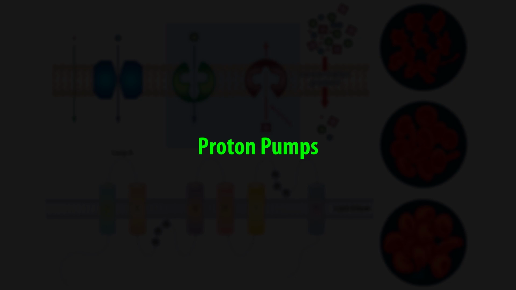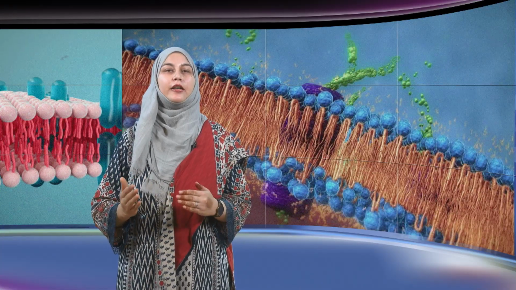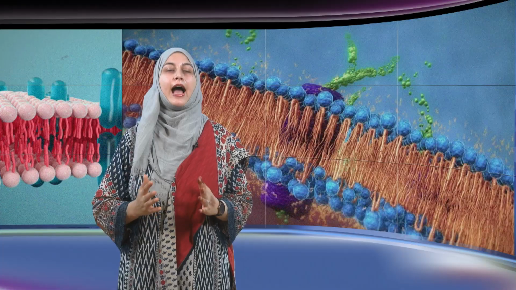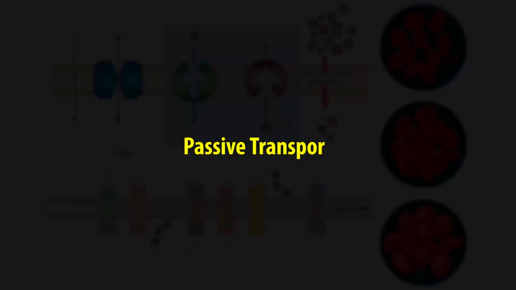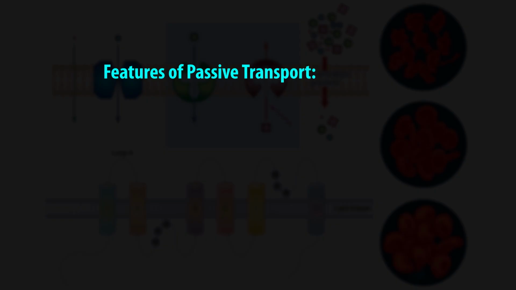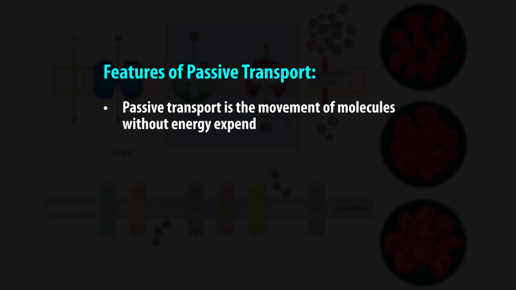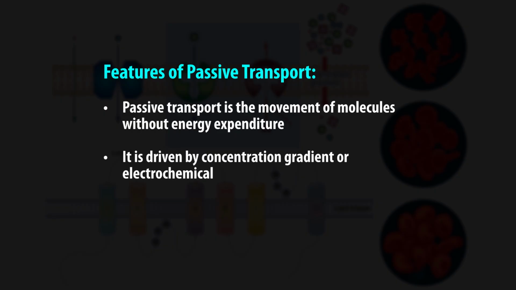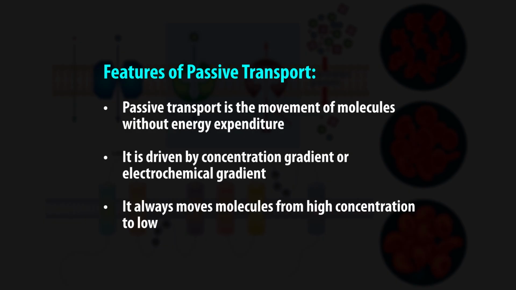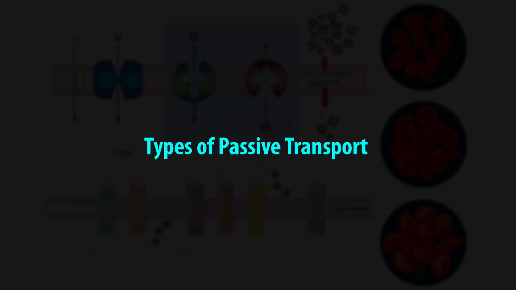Third are the proton pumps. Proton pumps like sodium-potassium and calcium-calmodulin systems regulate pH and ion balance, vital for signaling and bioenergetics. Passive transport. First, we will see the features of passive transport. Passive transport is the movement of molecules without energy expenditure. It is driven by concentration gradient or electrochemical gradient. It always moves molecules from high concentration to low concentration.